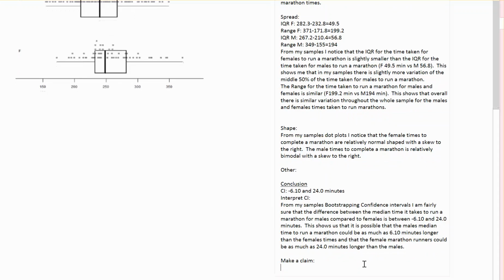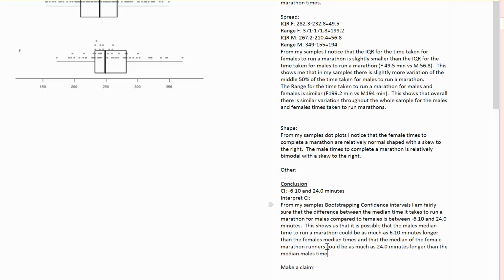So our last step here is to make a claim. I'm going to pause real quick and just read this again. So this shows us that it's possible that the male's median time to run a marathon could be as much as 6.10 minutes longer than the female's median times, and the median of the female marathon runners could be as much as 24 minutes longer than the median males' time. And so again, we're talking here specifically about confidence intervals, about the medians.